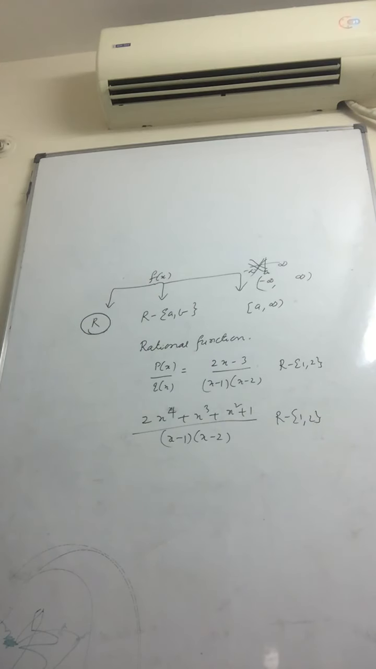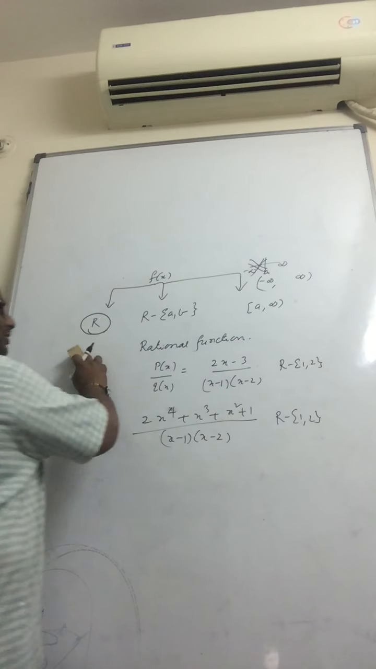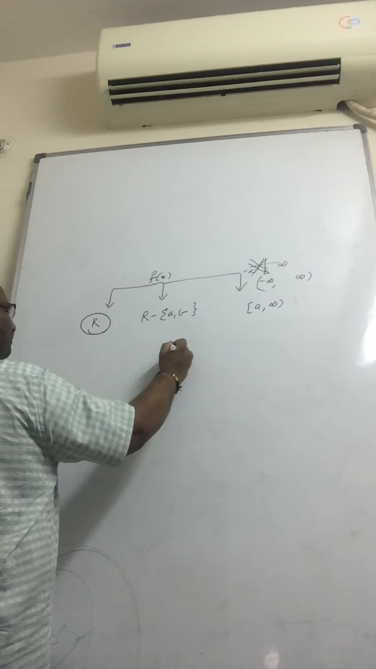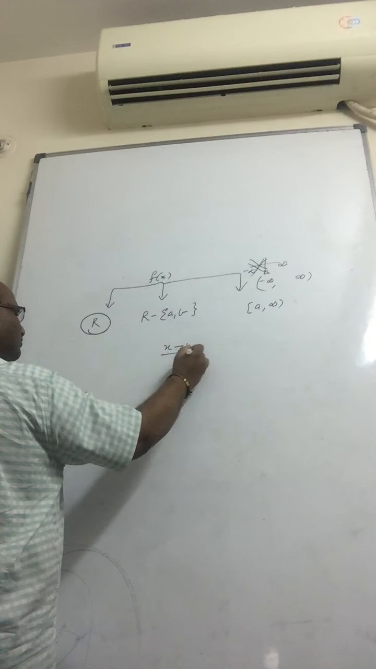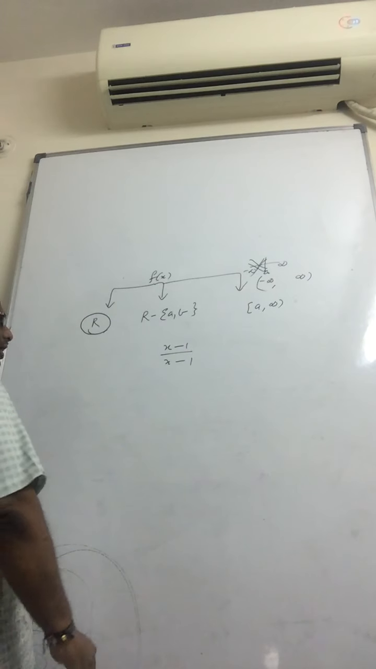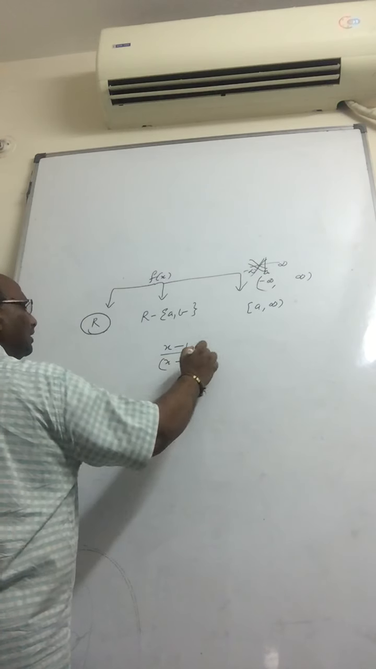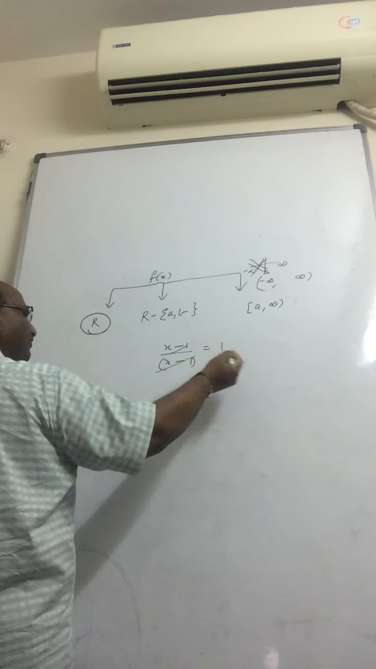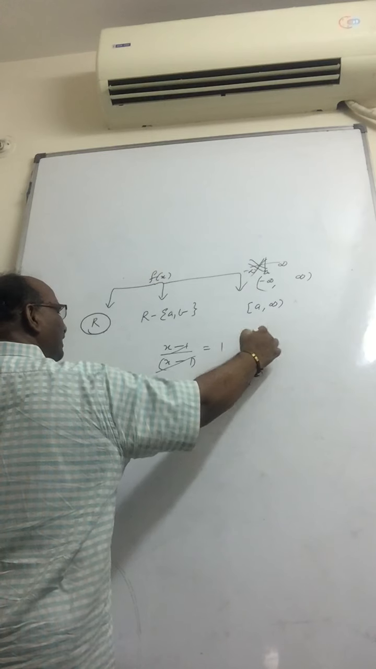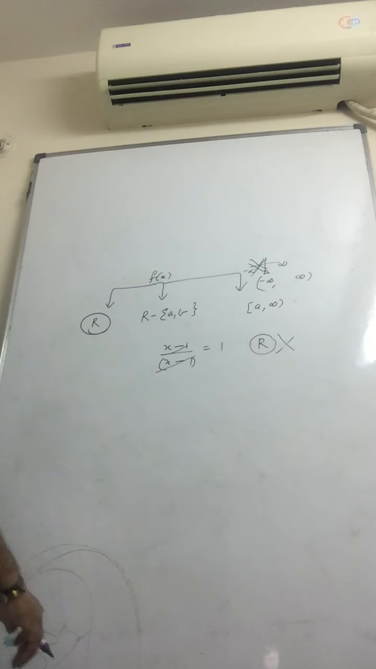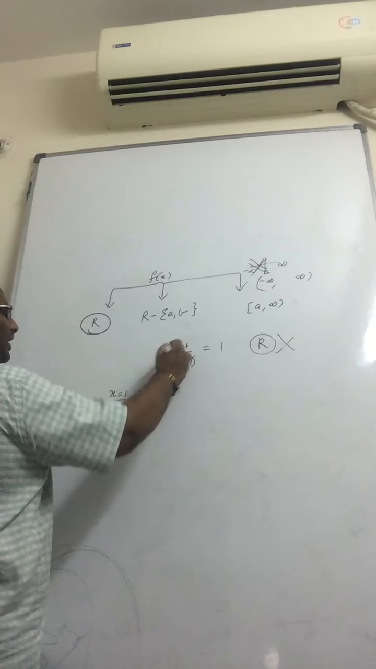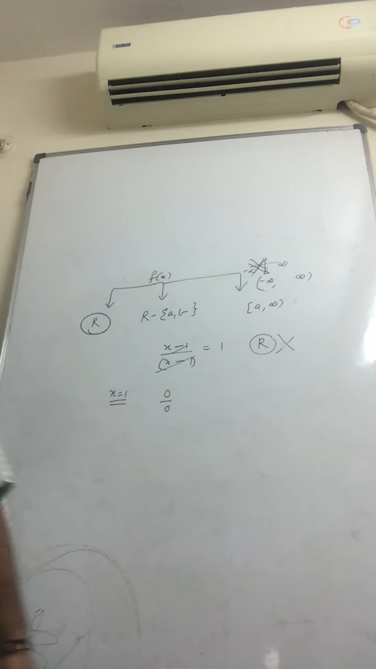But we must be careful with some kinds of functions. Suppose x minus 1 by x minus 1. Generally what we do is cancel and write 1. A constant function is defined for all x, so we write the domain as real. But that answer is wrong. So what is correct? For x equal to 1, what do you get here? 0 by 0.